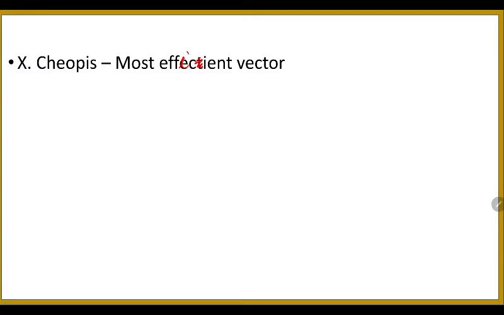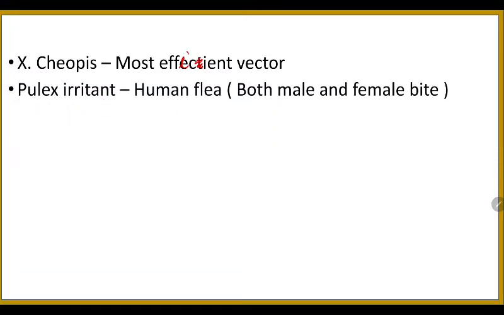This is the most efficient vector, and there is Pulex irritans. This Pulex irritans is a human flea. Both male and female fleas will bite. Here it's noted.